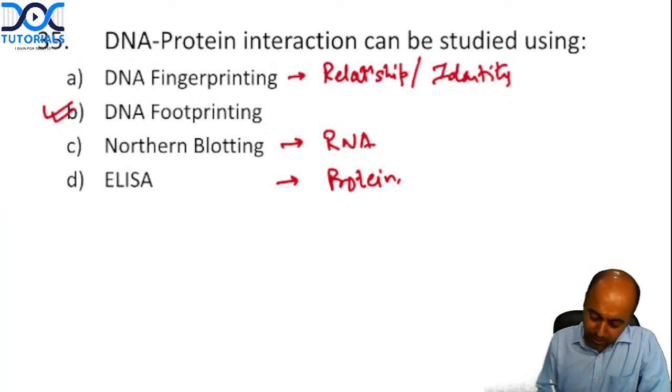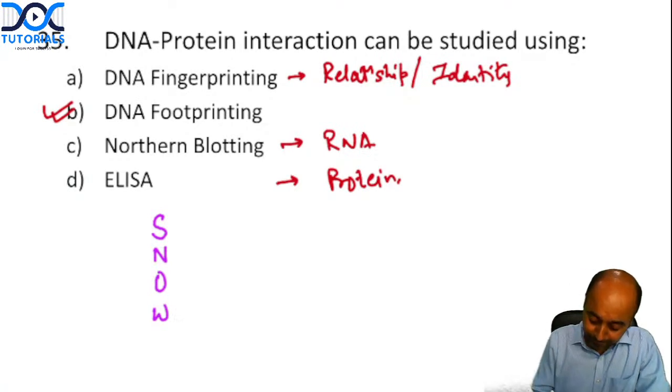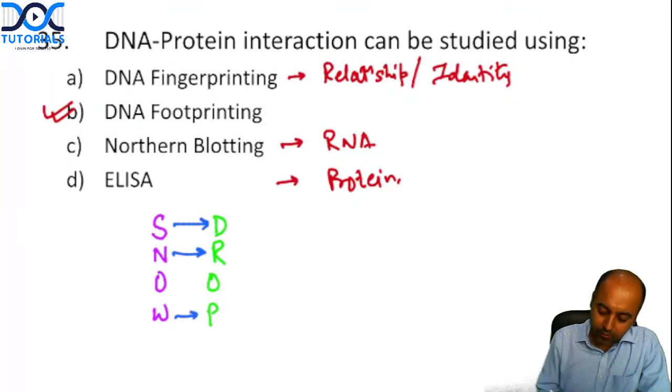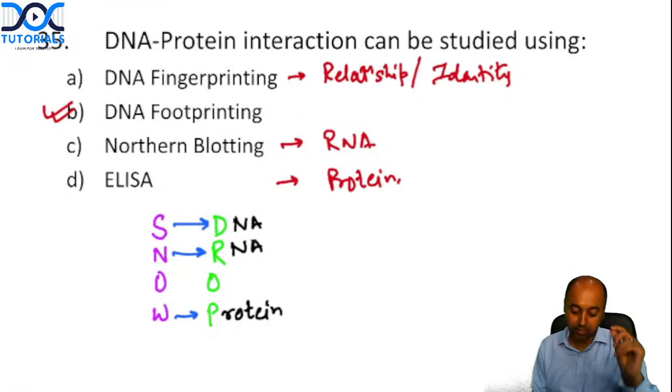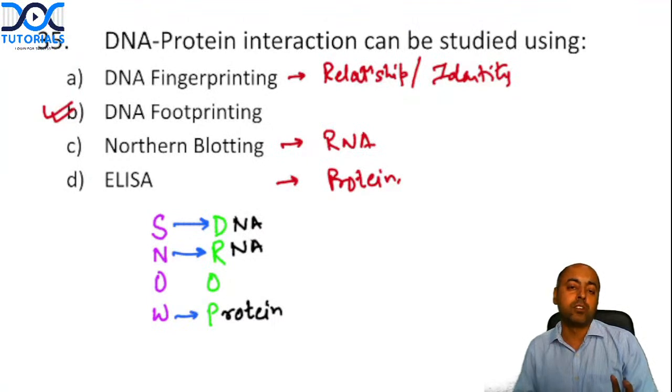In this context, I'll give you a very simple and easy to remember mnemonic for the different types of blotting techniques. So you can see southern blotting, northern blotting, western blotting. Southern blotting for DNA, northern blotting for RNA, and western blotting is for protein. So SNOWDROP is a mnemonic to remember the different blotting techniques and for which molecule they are going to be used. So the answer is SNOWDROP. Southern for DNA, northern is for RNA, western is for protein.